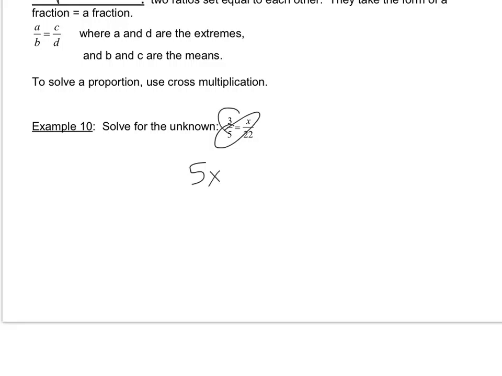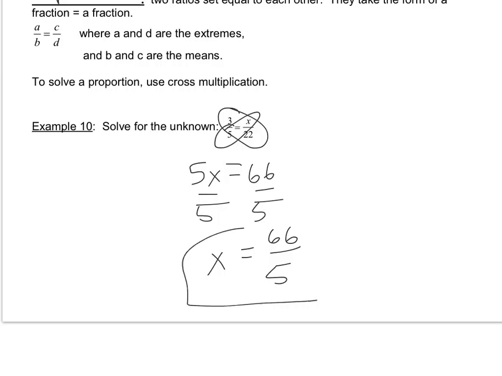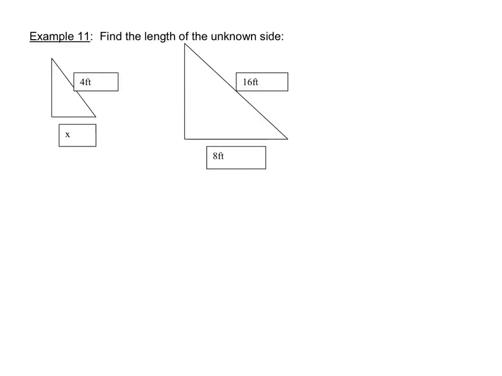5x equals 66. Divide by 5. x equals 66 over 5. Okay? If you want here, you could do 13.2 as well. Alright, let's go on to the next page.